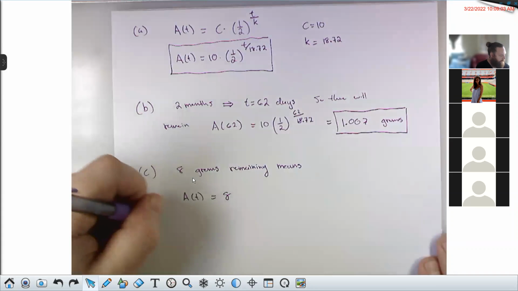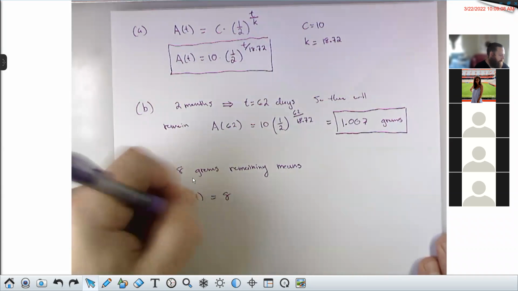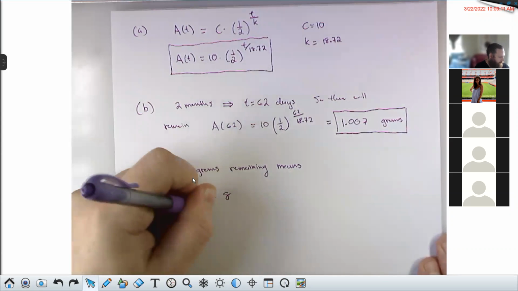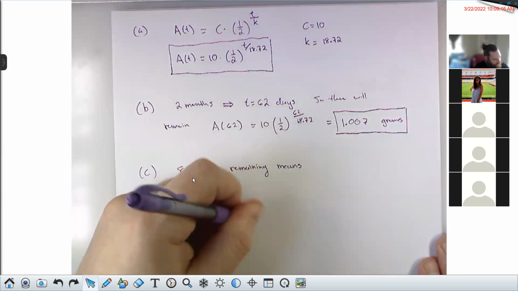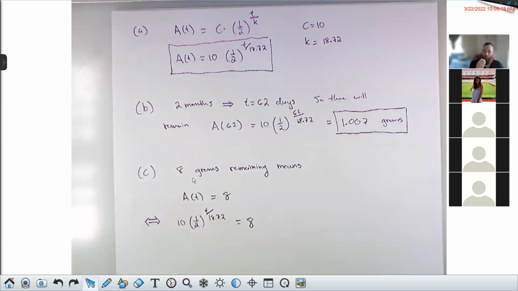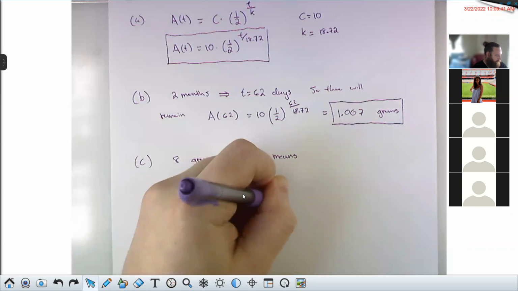And this is a new kind of equation for us. Let me put in what A of t is. That's 10 times 1/2 raised to the t divided by 18.72 equals 8. We've never seen an equation like this before, so this is an exciting moment for us. This is our first exponential equation, and they're not easy to solve. The general tool for solving equations like this is something called a logarithm, and we're going to get to those soon, not today.